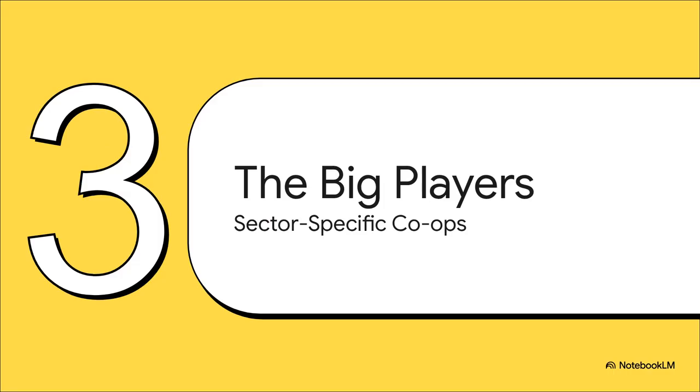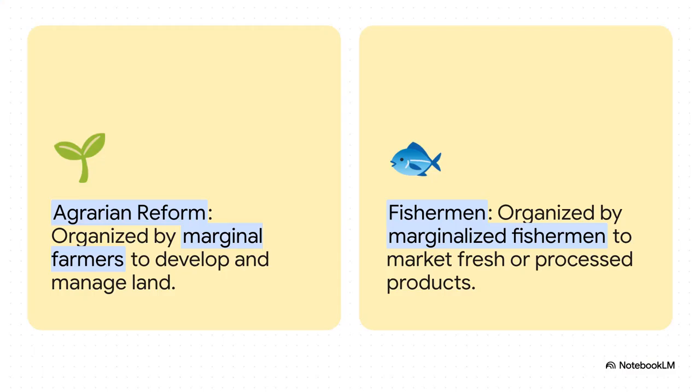Okay, so we've covered goods and we've covered services. Now let's zoom in on the specialized co-ops that are some of the biggest players in key sectors of the Philippine economy. Here we have two really vital co-ops in our agricultural sector. On the left, agrarian reform co-ops, which help farmers manage their land. And on the right, fishermen co-ops, which help fisherfolk get a better price for their catch. What's the common theme? Empowering our marginalized producers.